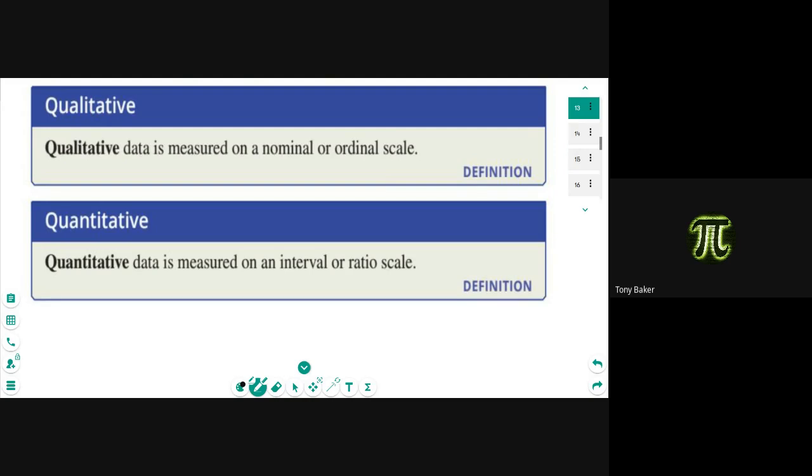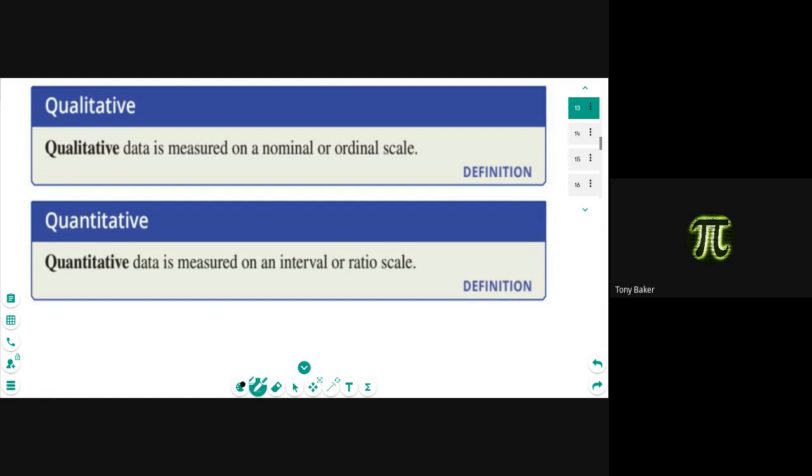All right. So there are two types of data that can be collected. And yes, they use both Q words just to confuse you. The first one is qualitative data. So qualitative data is qualities. So the color shirt you're wearing, the eye color, the hair color, anything like that. Your phone number, your social security number, those are qualities. Okay. So those are qualitative data.